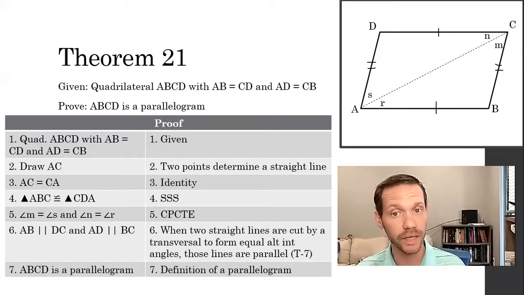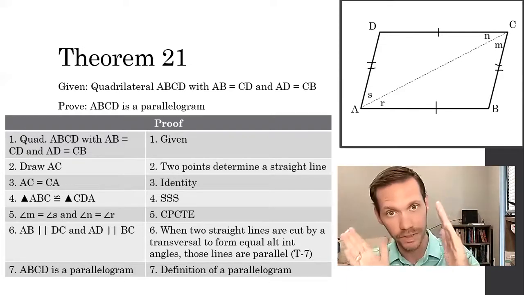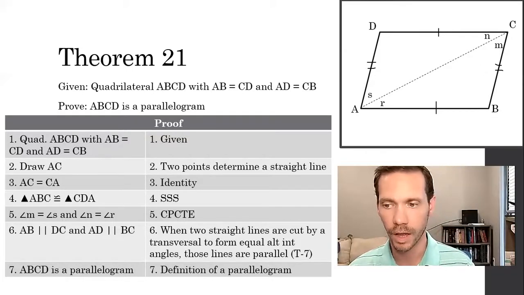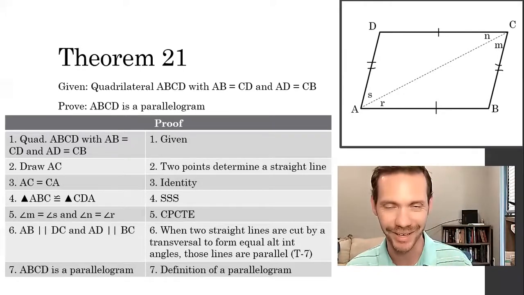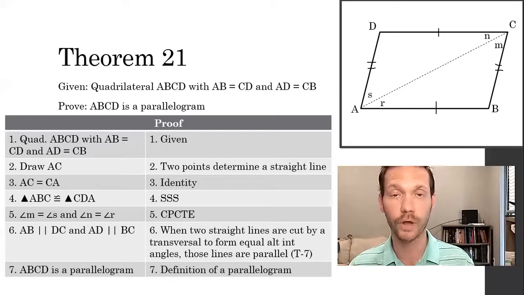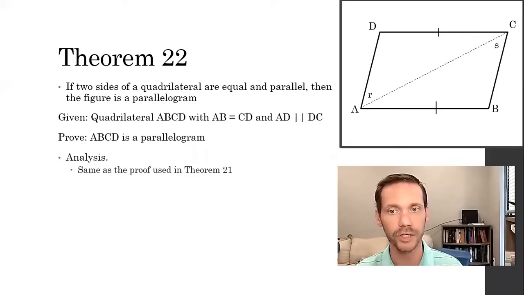So to summarize then, Theorem 21: anytime you have a quadrilateral in which both pairs of opposite sides are of equal length, then you can also show that the opposite sides are parallel to each other, which just makes it a parallelogram. All right, so much for Theorem 21. Review that as you want as time permits. Let's go ahead and do Theorem 22.